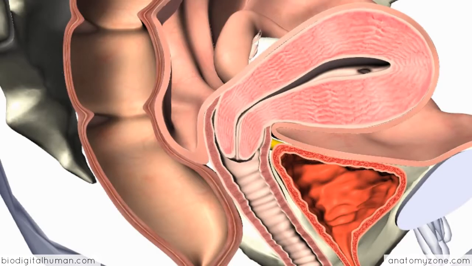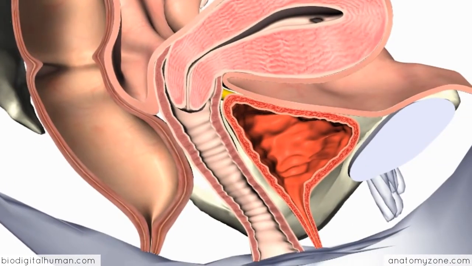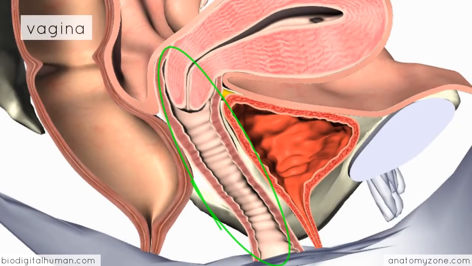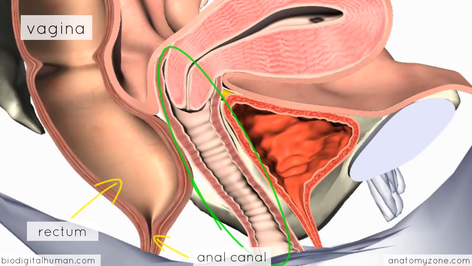So the lower part of the female reproductive tract is the vagina. And this is a fibromuscular tube, and as you can see, it lies anterior to the rectum and the anal canal, and it lies behind the bladder. So you can see the bladder here and the urethra here. So those are the anatomical relationships.